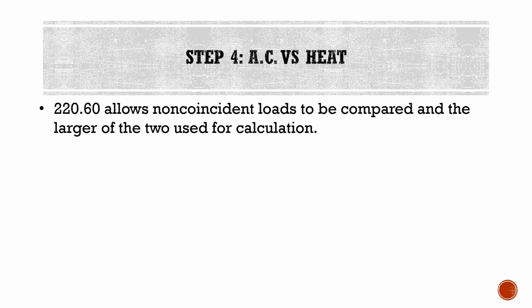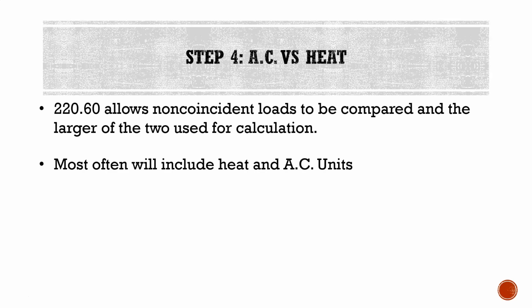Moving on to step number 4, our AC versus our heat. 220.60 allows non-coincident loads to be compared, and the larger of the two used for our load amount. Most often this will include the heat and AC units. Pretty much every dwelling built in America currently is going to have both heating and air conditioning in it. And obviously you're not going to be running your heat unit at the same time as your AC unit. Keep in mind, this doesn't apply to small space heaters or bathroom heaters, things like this. We're talking about whole house heat and air units.